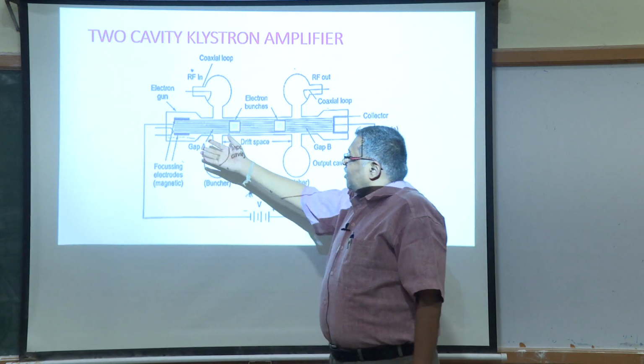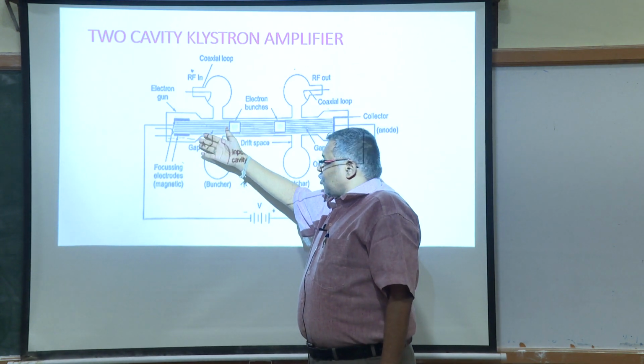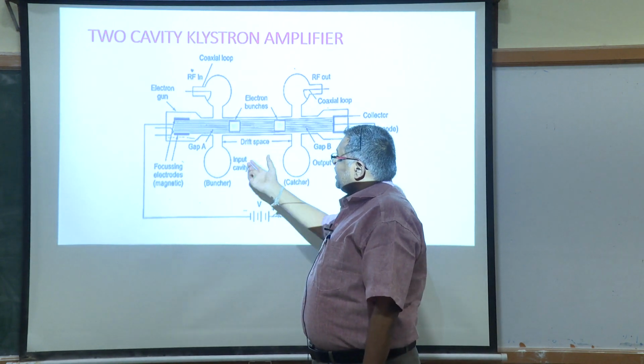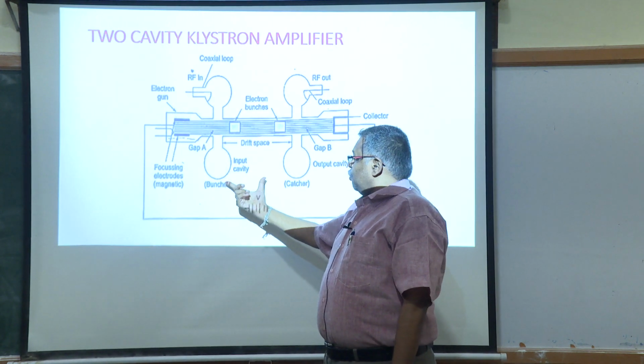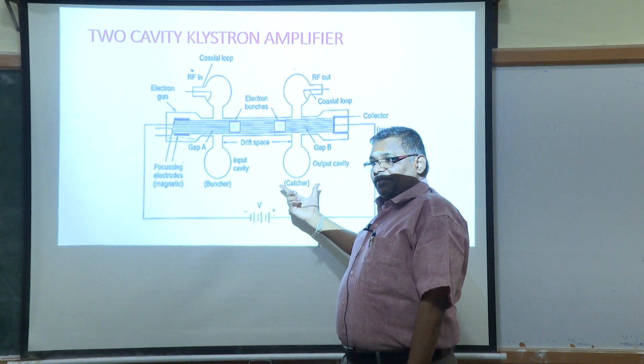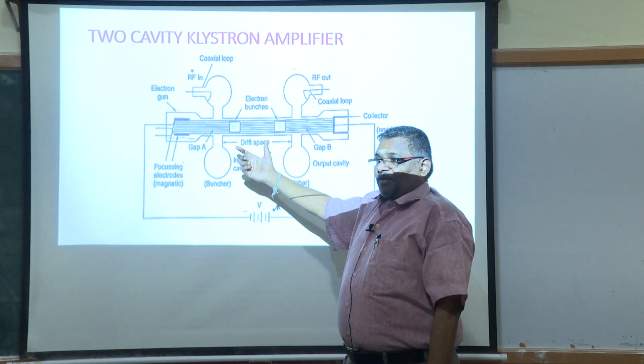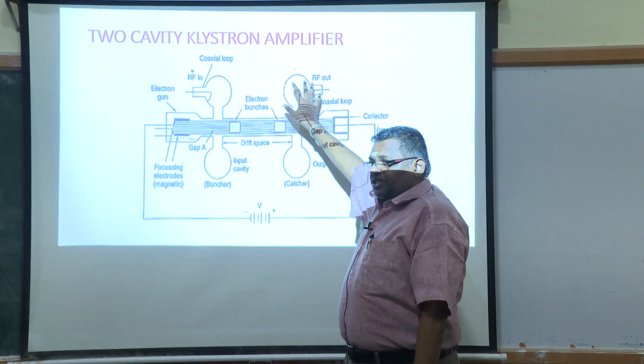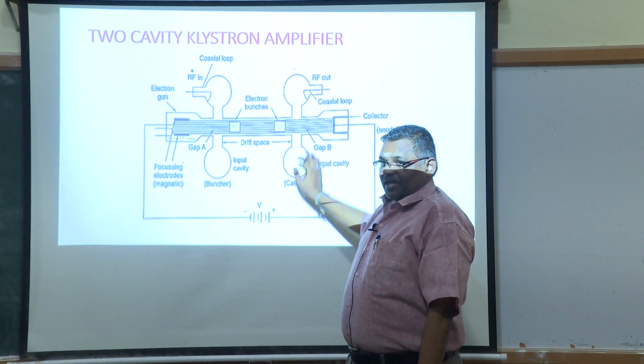This is being supplied with a beam voltage. As the electrons pass through gap A, you have two gaps, gap A and gap B, and you have a drift space between the input cavity and the output cavity. There is a drift space where the bunching of electrons takes place. This is about the general construction of your two cavity klystron.